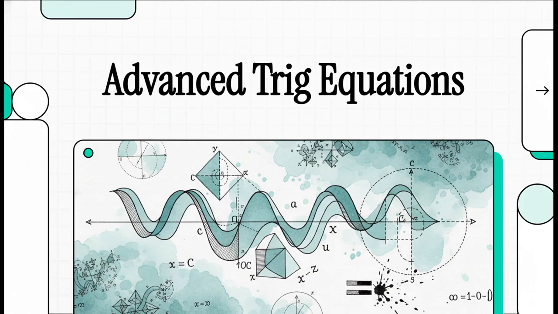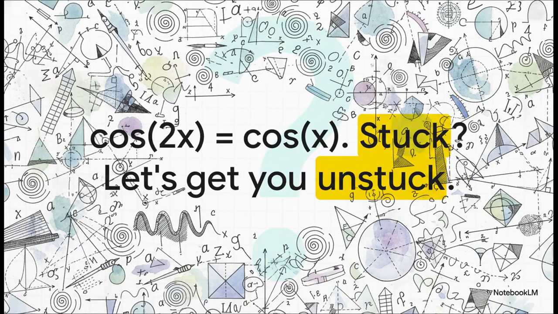Let's get into it. You see something like this, and your brain just stops, right? Cosine of 2x equals cosine of x. I mean, where do you even begin? They have different angles. It definitely looks intimidating, but I promise you, by the time we're done here, you'll see a super clear path to solve this and a whole bunch of others just like it. We're going to get you unstuck, for sure.